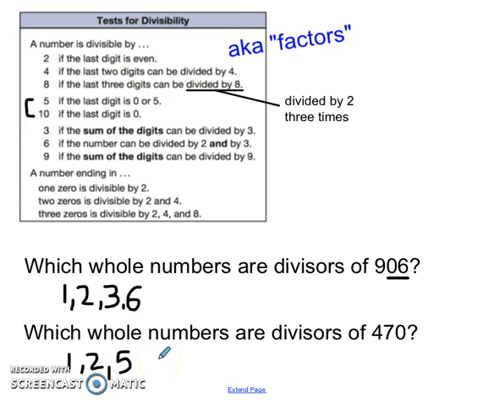6, 7, 8, and 9 do not work, but there is that 0 on the end, so I know that 10 is going to work. So 10 would be my last divisor, going from 0 to 10.